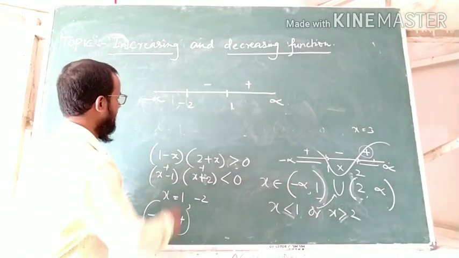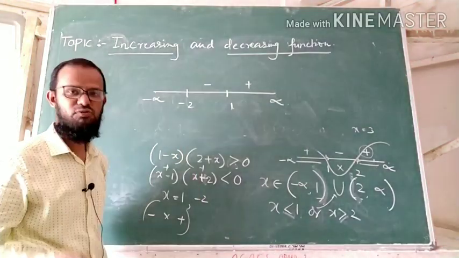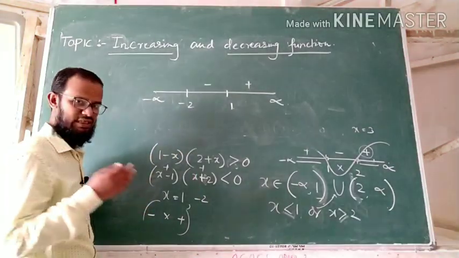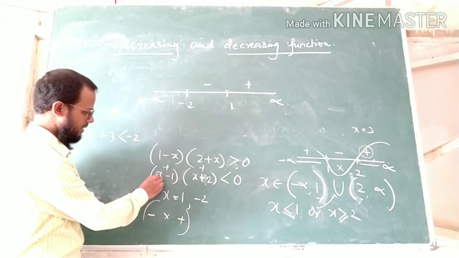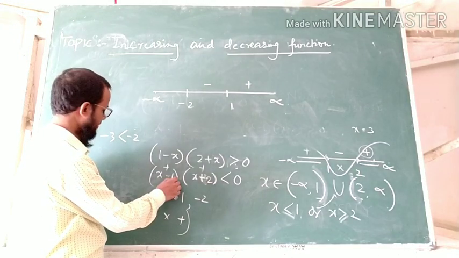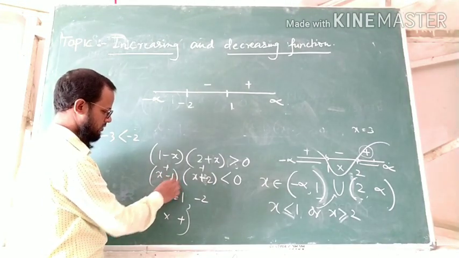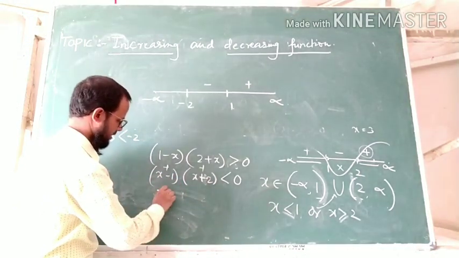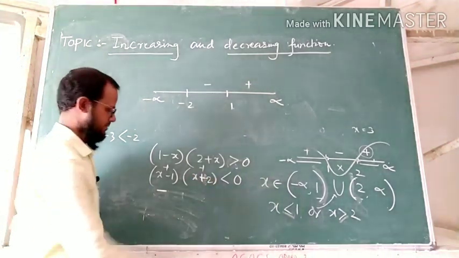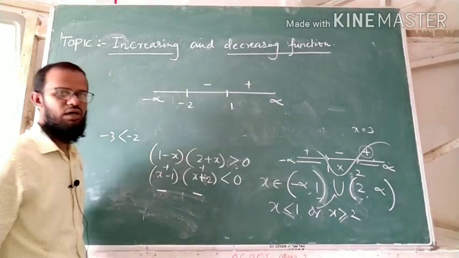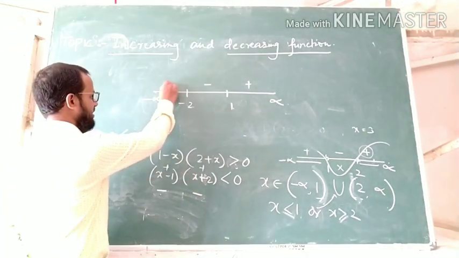Okay. And again take a number less than minus 2. Suppose minus 3. Minus 3 is a number less than minus 2. Minus 3 minus 1 means minus 4. So it is negative. Minus 3 plus 2 is again negative. So negative into negative is equal to positive. So this sign is positive.